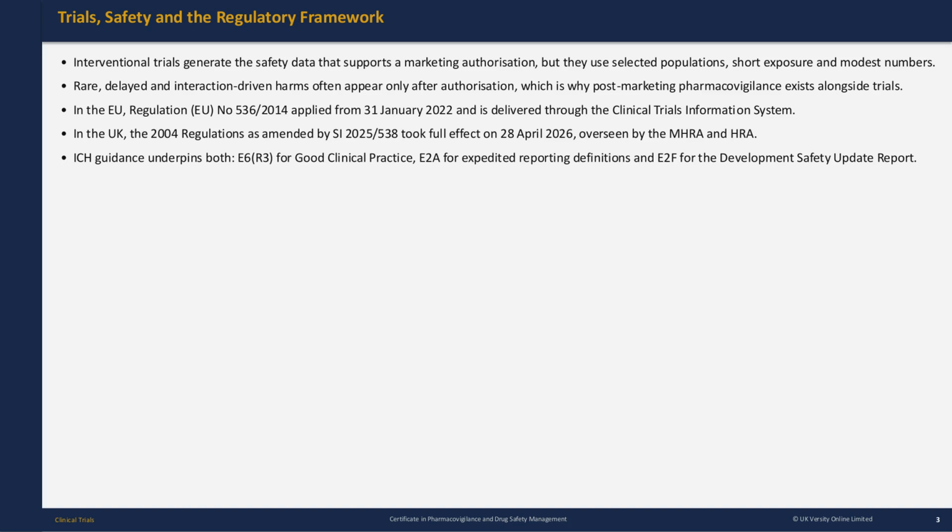Trials, safety, and the regulatory framework. Interventional trials generate the safety data that supports a marketing authorization, but they use selected populations, short exposure, and modest numbers. Rare, delayed, and interaction-driven harms often appear only after authorization, which is why post-marketing pharmacovigilance exists alongside trials.